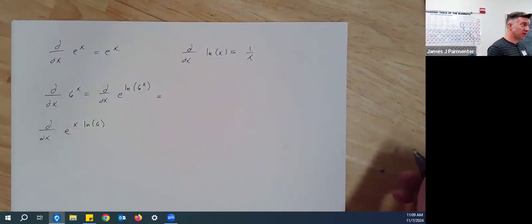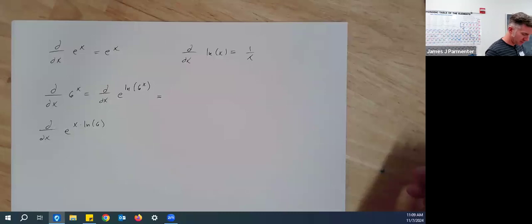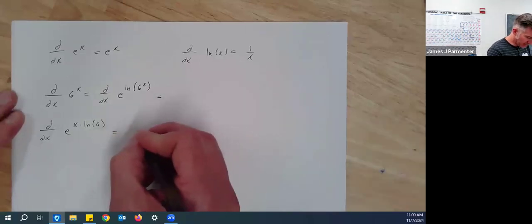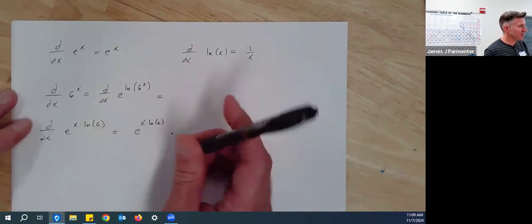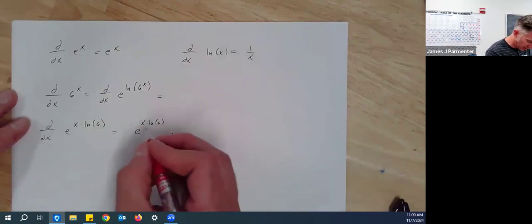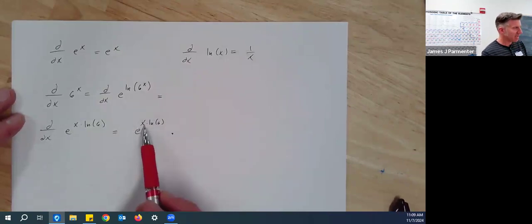The derivative of e to the x is e to the x. The derivative of e to the stuff is e to the stuff times the derivative of the stuff. So we're going to get e to the x times natural log of 6 times, here's the place where people often have a little bit of a challenging time. What's the derivative of x times natural log of 6?